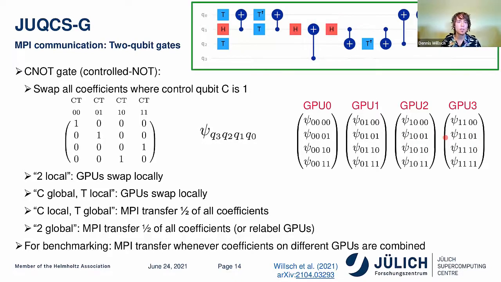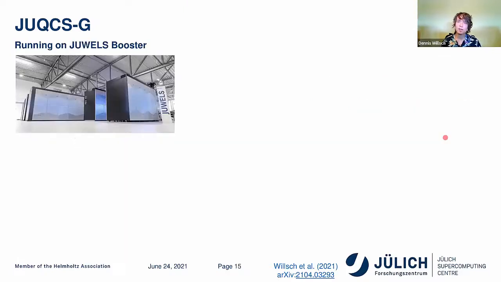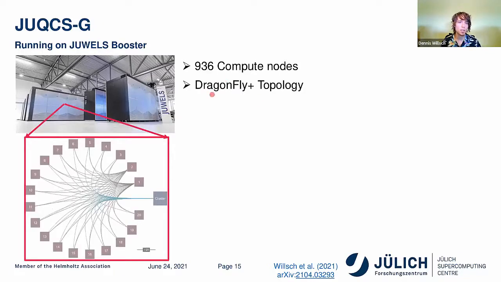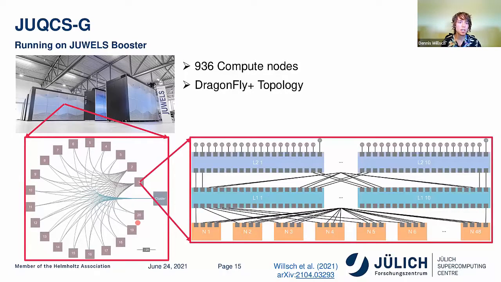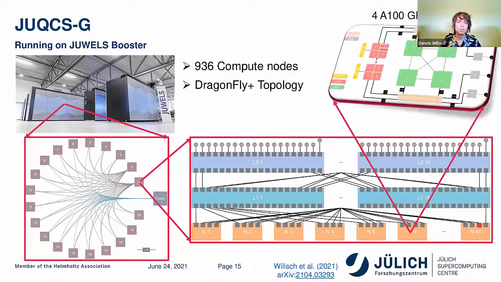So where are we actually simulating these things? The supercomputer or the GPU cluster that we used is called JUWELS Booster, and it is made up of 936 compute nodes, which are all connected in what is called a Dragonfly Plus topology. So we have groups of compute nodes in this funny arrangement here, and each of these groups contains 48 compute nodes, and each of these nodes contains 4 NVIDIA A100 GPUs. So this is where the actual GPUs are which do the computation.